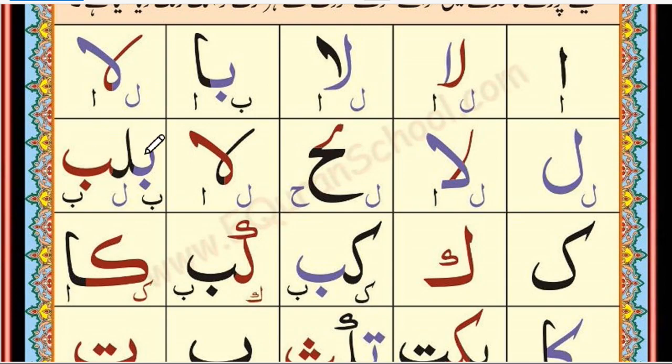This is ba in front because of the dot below the ba. This is lam and this is ba. From where we read ba: by the wet part of both lips.